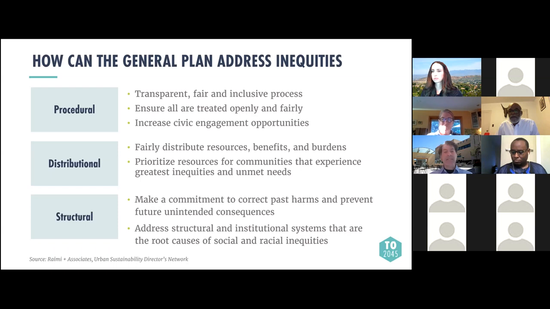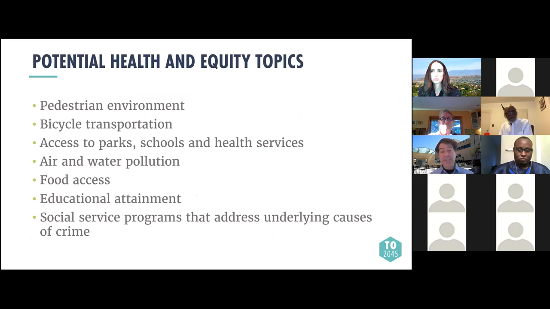The next is distributional: fairly distributing resources, benefits, and burdens across the population. We can prioritize resources for communities that experience the greatest inequities and unmet needs. And then the last is structural. We can look at the structures or policies that we have in place and make a commitment to prevent future unintended consequences, to correct past harms, and to make the community better for everyone. This is where we can address the structural and institutional systems that are the root causes of social and racial inequities.